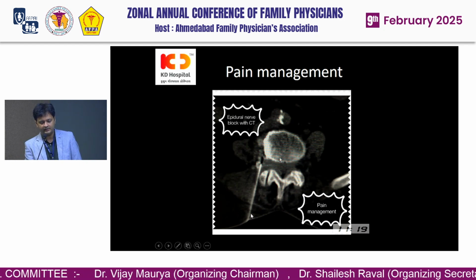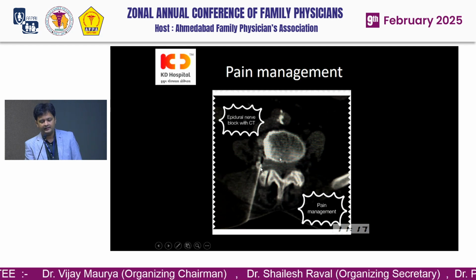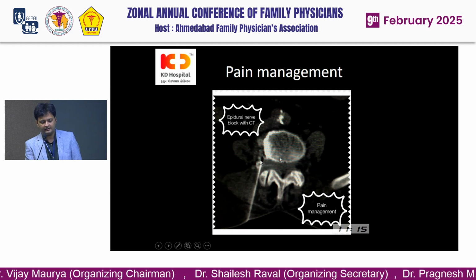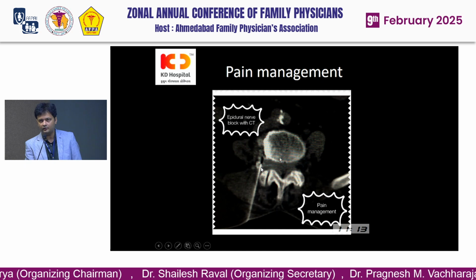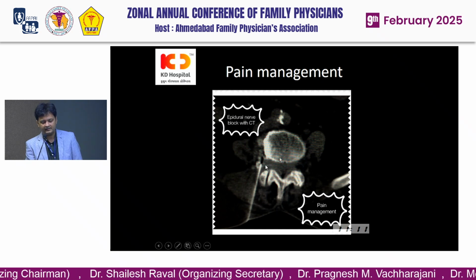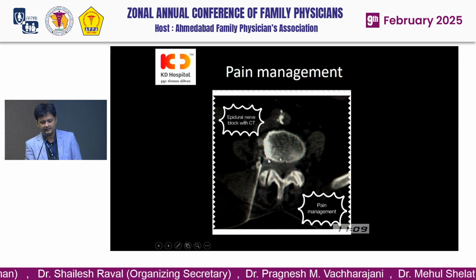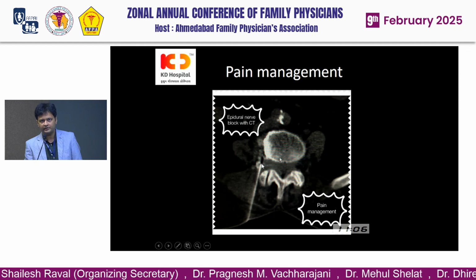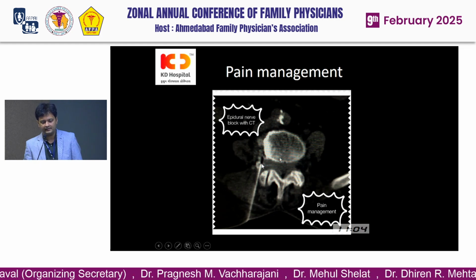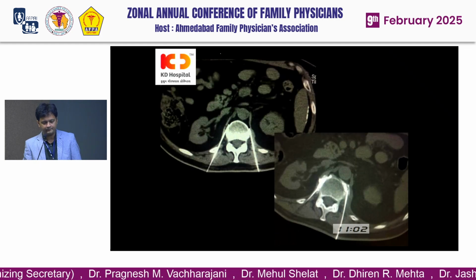Here we are putting a Chiba needle through the posterior aspect, and once we are in the epidural space of the exiting nerve root, we inject contrast to confirm the same. Here we can see the contrast surrounding the exiting nerve root, and once we confirm our position, we can inject steroid and anesthetic agent so that there is pain relief.